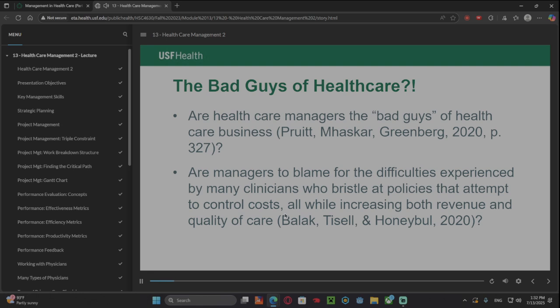So wait, are healthcare managers the bad guys of the healthcare business? According to the research I did with Mascar and Greenberg, they are. Are managers to blame for the difficulties experienced by clinicians who bristle at policies that attempt to control costs, all while increasing both revenue and the quality of care? Maybe. Maybe not. But the frustration is there for clinicians. And healthcare managers who work on the interprofessional team need to be aware of the perceptions that clinicians have of healthcare managers.